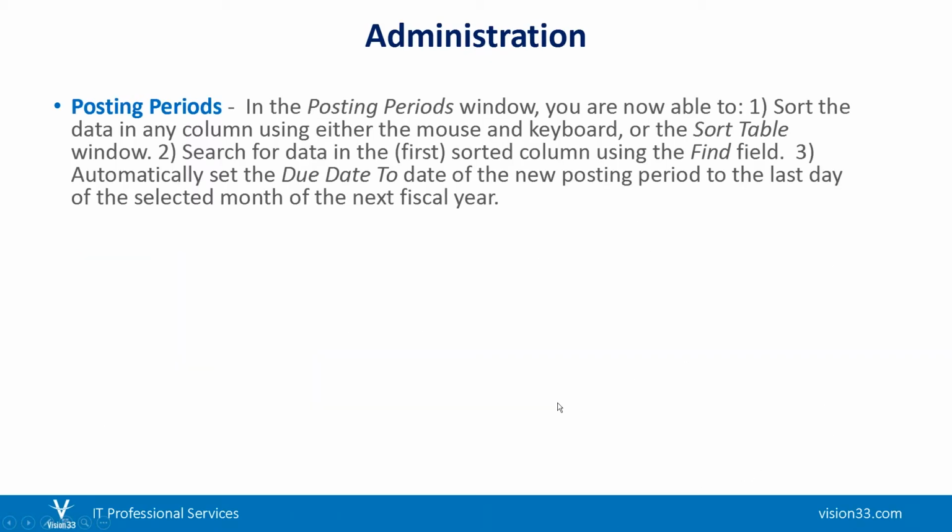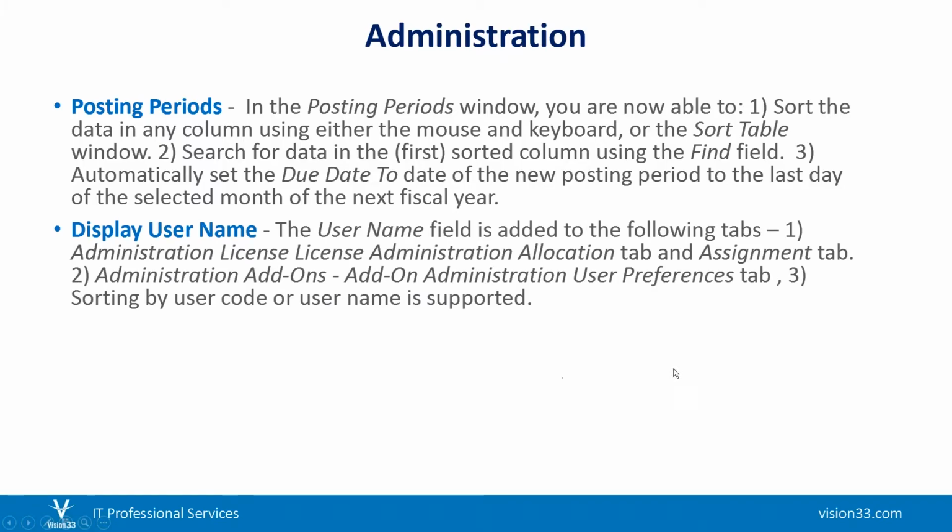Some additional things in the posting periods window, you're now able to sort the data in any column using either the mouse or the keyboard or the sort table window. You're able to search for data in the first sorted column using the find field, and you can automatically set the due date to the date of the new posting period to the last day of the selected month of the next fiscal year. So more flexibility in posting periods, which will make things easier, and you won't have to remember to do these things manually.